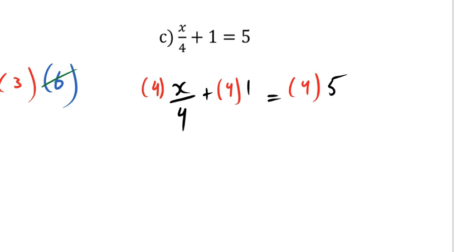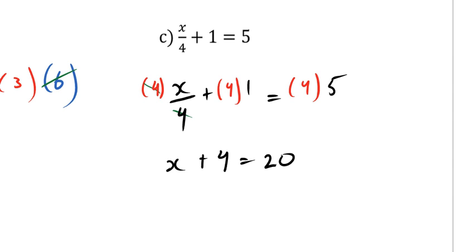This one has 3 things. So I multiply each of them by 4. See how that's different? People would miss this one. They wouldn't multiply the 1 by 4. Okay, so again, just watch what's going to happen. These divide to 1. And that leaves me with x. What's 4 times 1? 4. What's 4 times 5? 20.